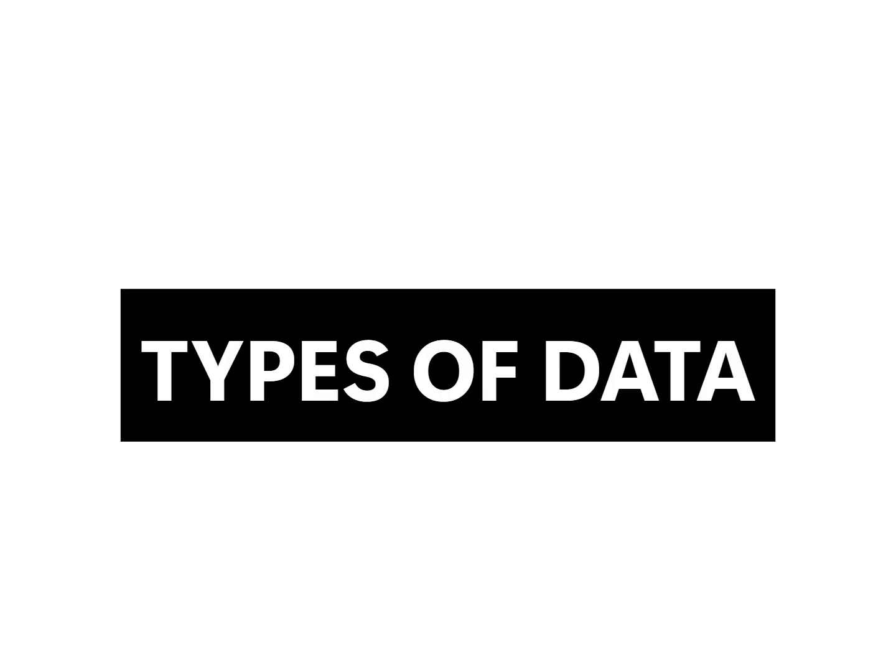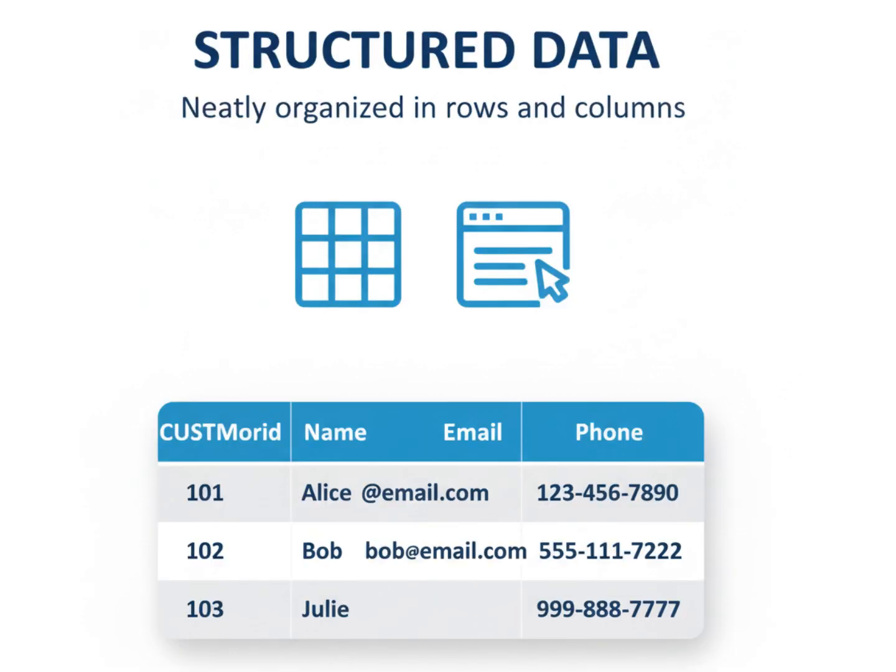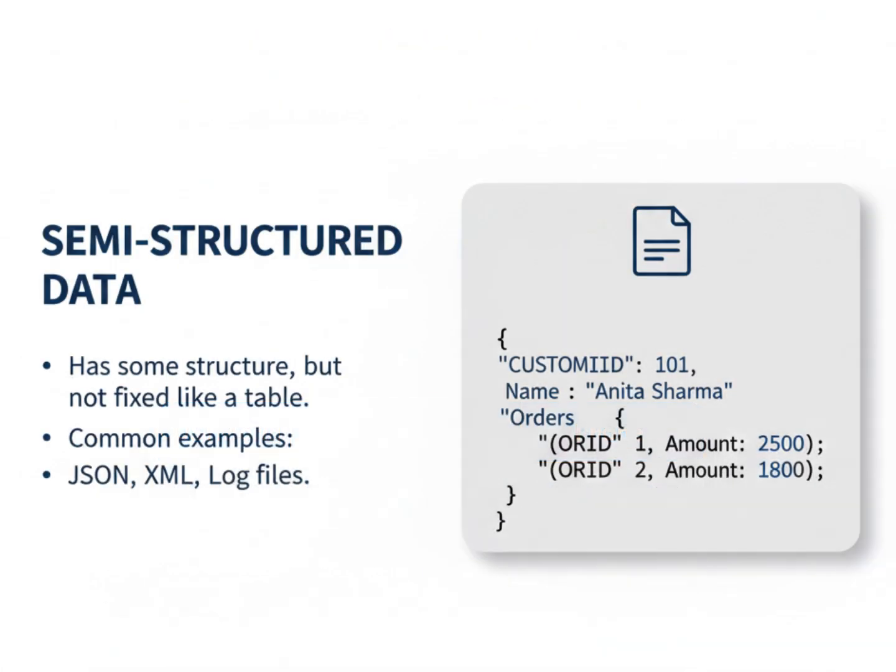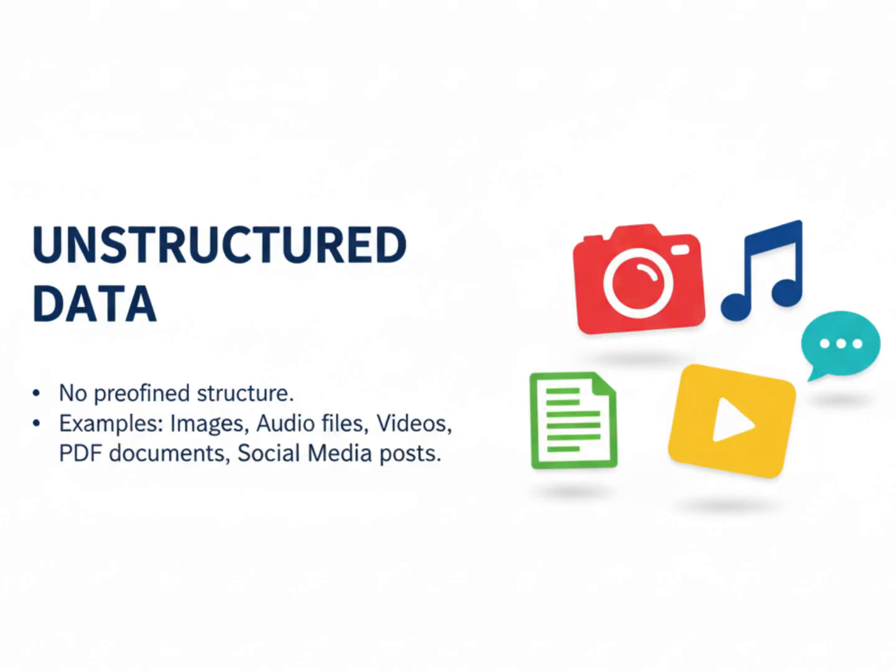Types of data. Data comes in different forms. Let's break them down. Structured data. This is neatly organized in rows and columns. Example, a customer table with ID, name, email, and phone number. Semi-structured data. This has some structure but not fixed like a table. Example, JSON files, XML documents, and log files. Unstructured data. This has no predefined structure. Example, images, audio files, videos, PDF documents, and social media posts.